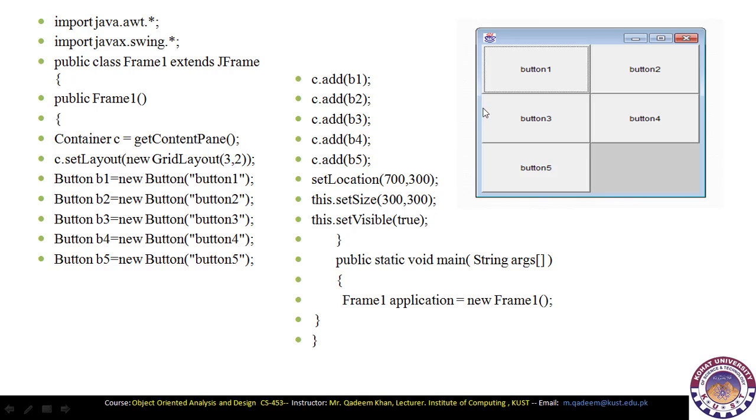The size of the window is set in pixels, and the window will appear, that means setVisible is true. And public static void main is the function where program execution starts. Here we have just declared the object of the Frame1 class: Frame1 application = new Frame1, where Frame1 is the constructor. When this object is instantiated, the constructor is called and the output will be created.